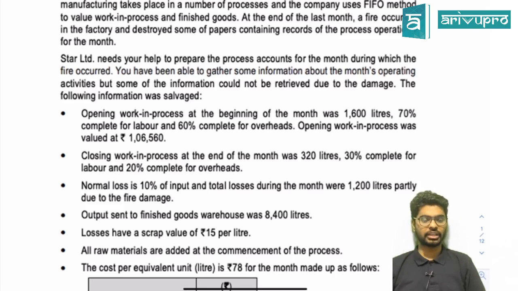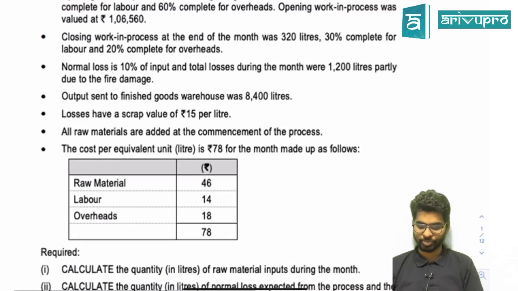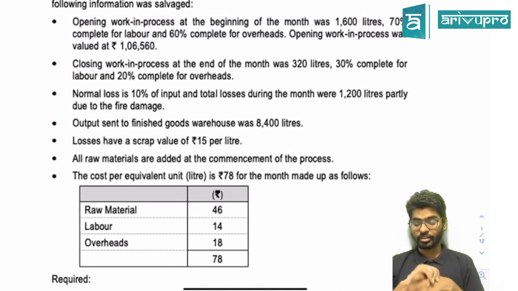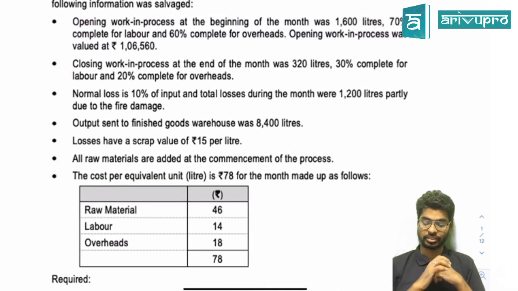The cost per equivalent unit is made up of 78 for the month, made up as follows: raw material 46, labor 14, and overheads 10.